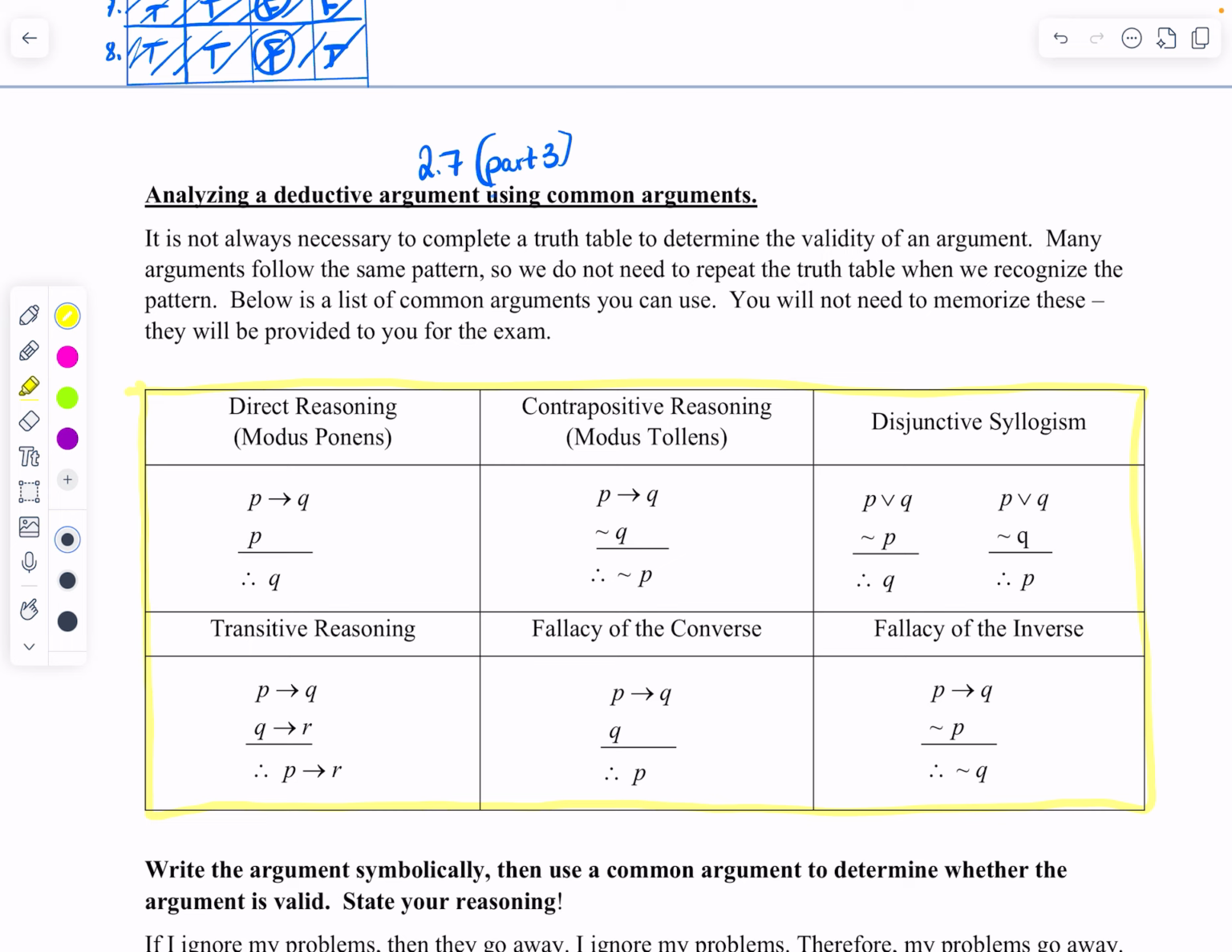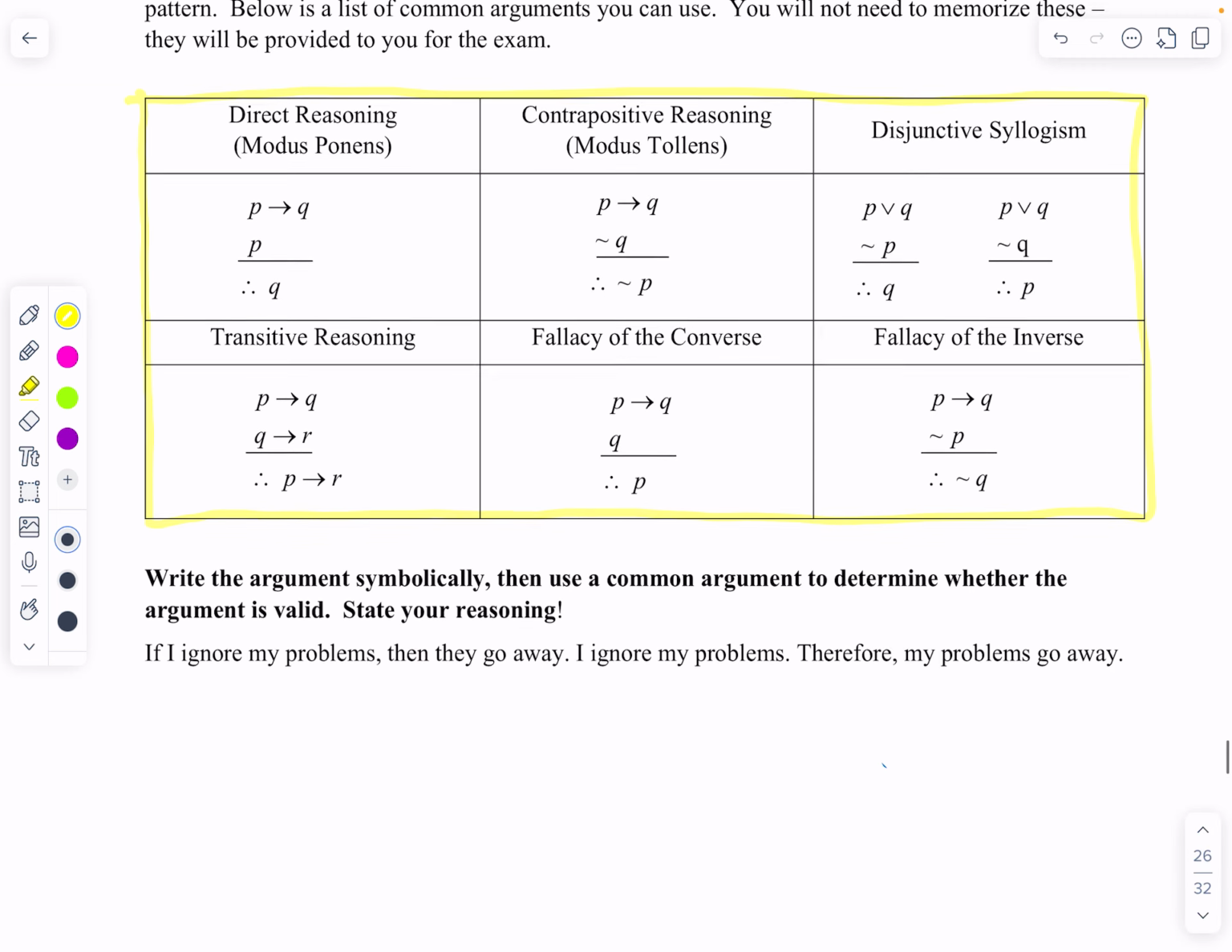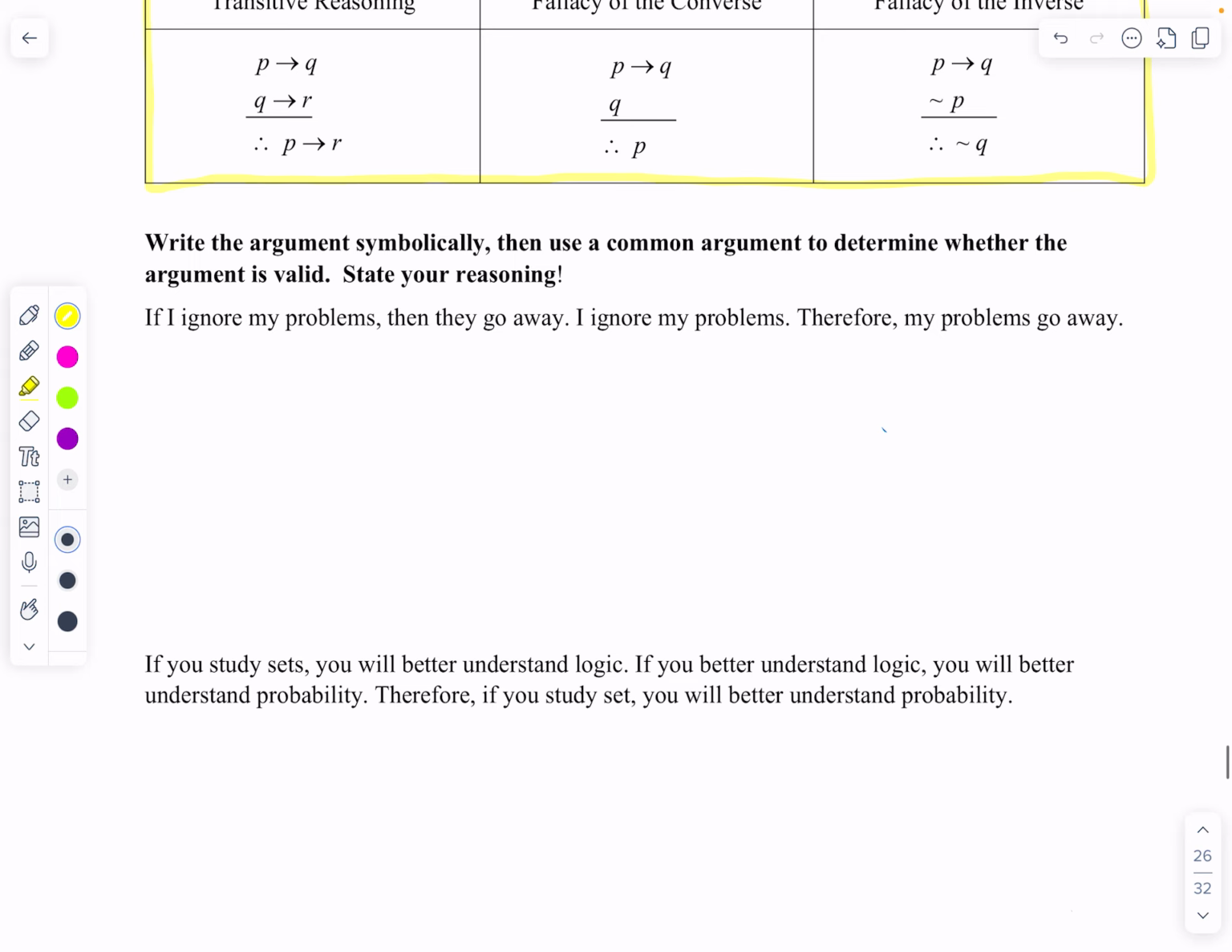Okay, so you might want to keep this page out while you're writing stuff because, again, we're just trying to match things up. So write the argument symbolically, then use common arguments to determine whether the argument is valid. State your reasoning. It says, if I ignore my problems, then they go away. I ignore my problems, therefore my problems go away. Okay, so P is I ignore my problems. And Q is they go away.